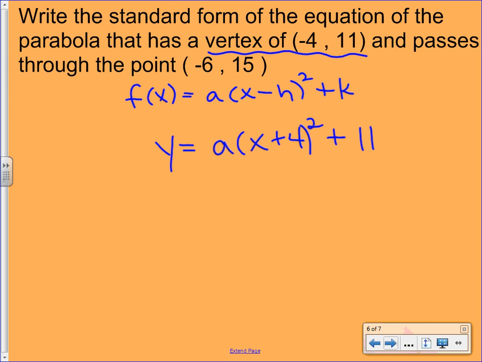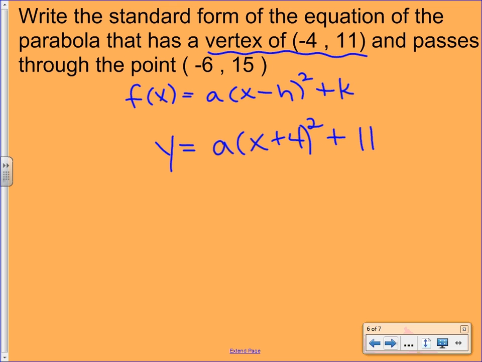If our vertex is at -4, 11 and it passes through a point -6, 15, positive. It's going to be positive, right? Because the y value is bigger, right? Okay, so it's opening up because that second point has a higher y value, all right? So we should get a positive a. Hopefully our work reflects that, okay?